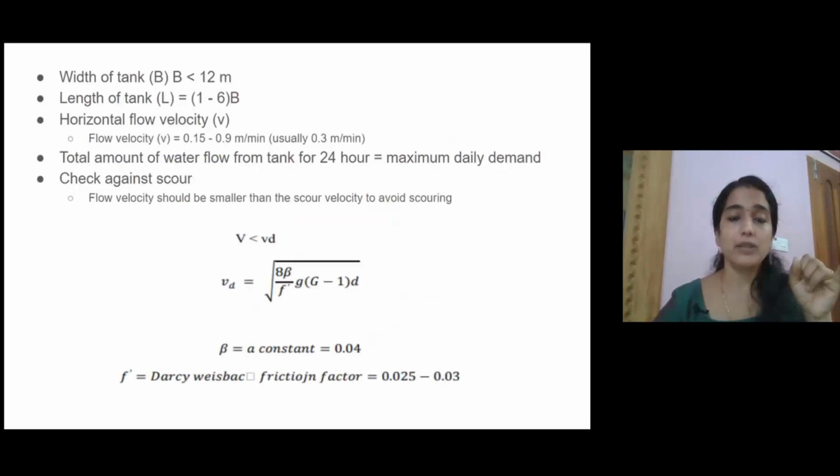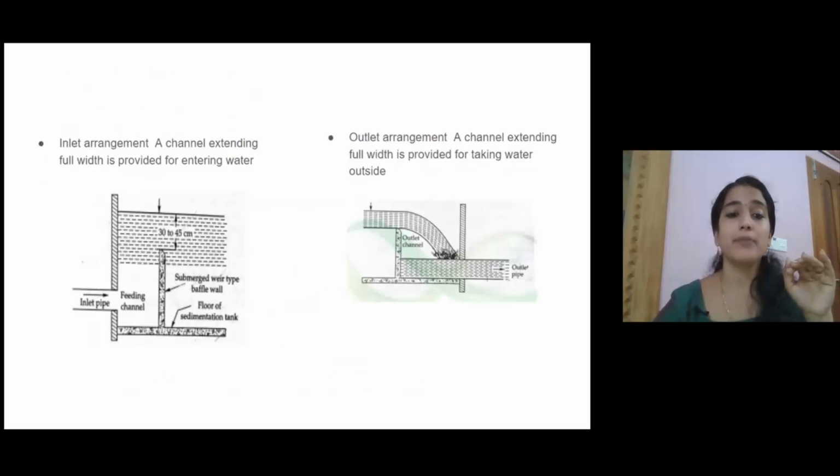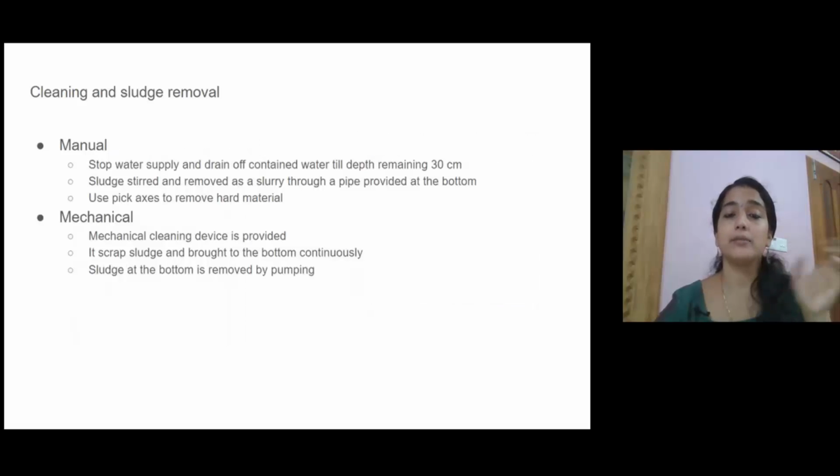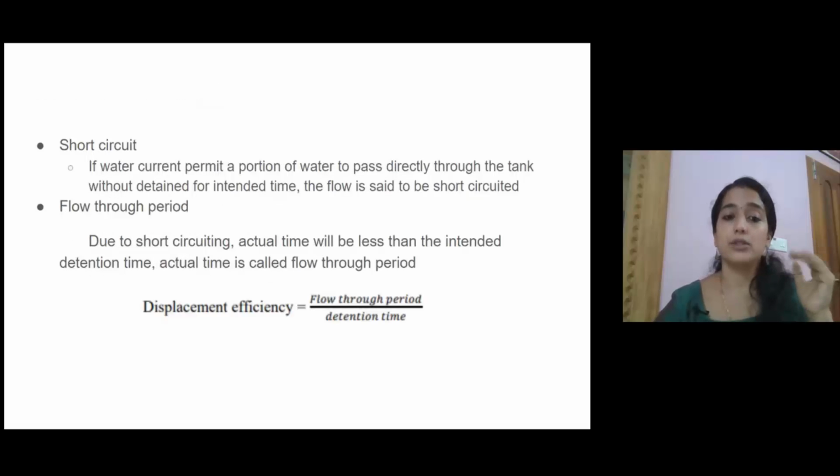Then the width of the tank should be less than 12 meter, length of the tank 1 to 6 times that of breadth. Then the horizontal flow velocity, then the maximum daily demand, then check for scour, that is the flow velocity should be less than the scouring velocity, then the inlet arrangement, outlet arrangement, then the sludge removal, that is manual or mechanical, then the short circuiting, then flow through period.